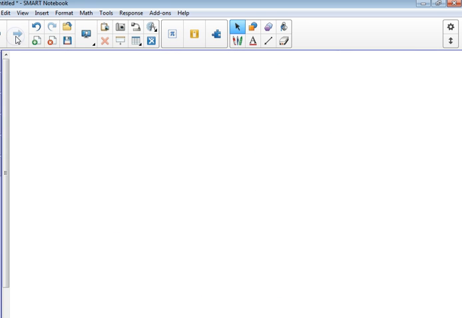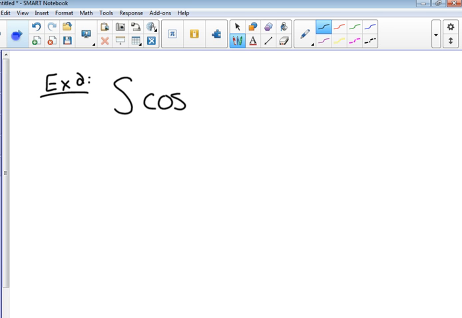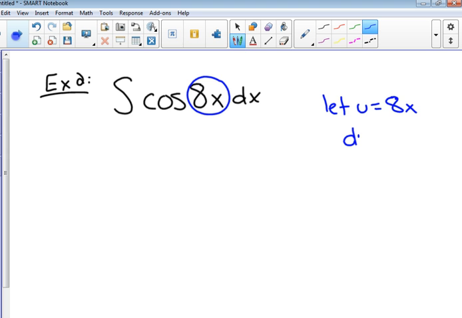All right, so let's go through. We have cos 8x. As soon as you see something with your cosine that's not just an x, that's going to be what your u has to be. So we're going to let u equal 8x. du should be 8 dx, nice. Well, let's see, we have our dx, but do we have an 8 somewhere out there?